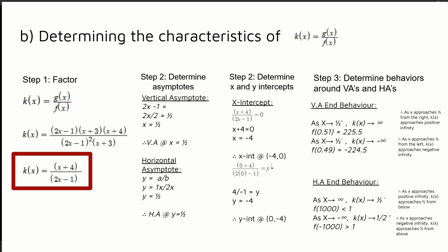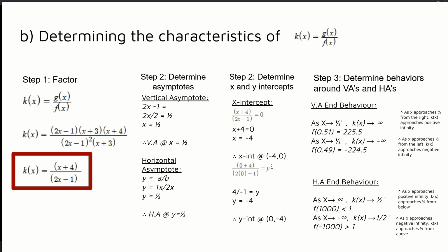Vertical asymptote. Basically, it's the same thing as factoring out an x. Now you only have to do that for the denominator. So 2x minus 1, just take out the x, so you have 1 over 2. Therefore, there is a vertical asymptote at 1 over 2.